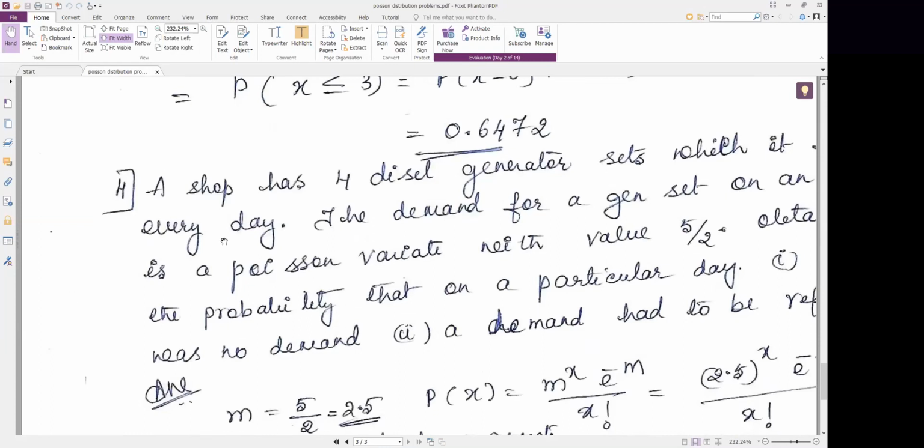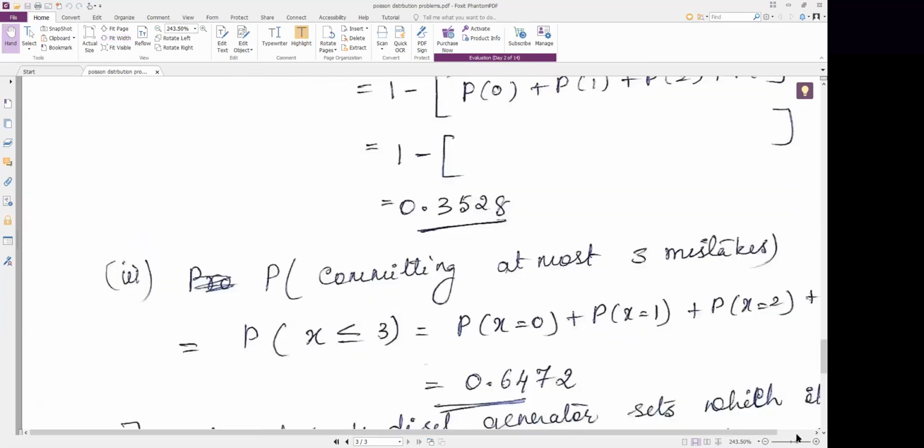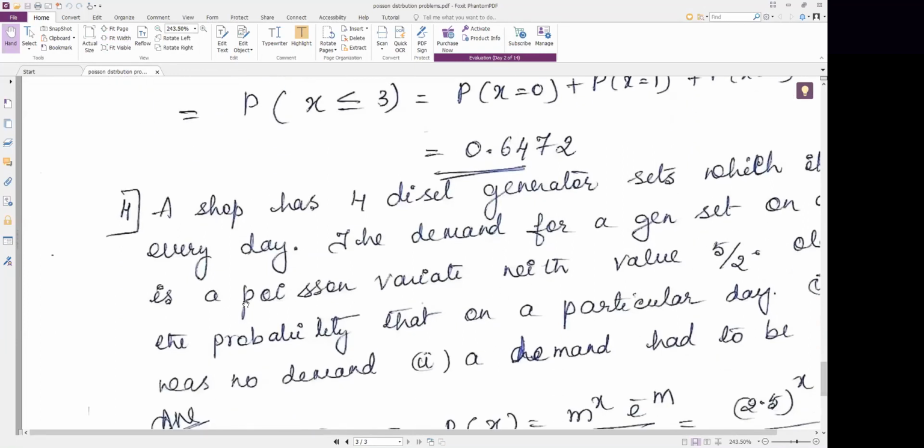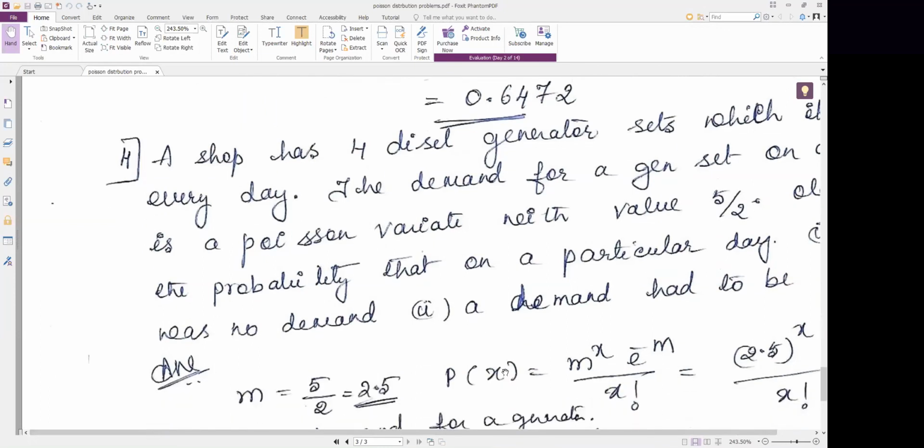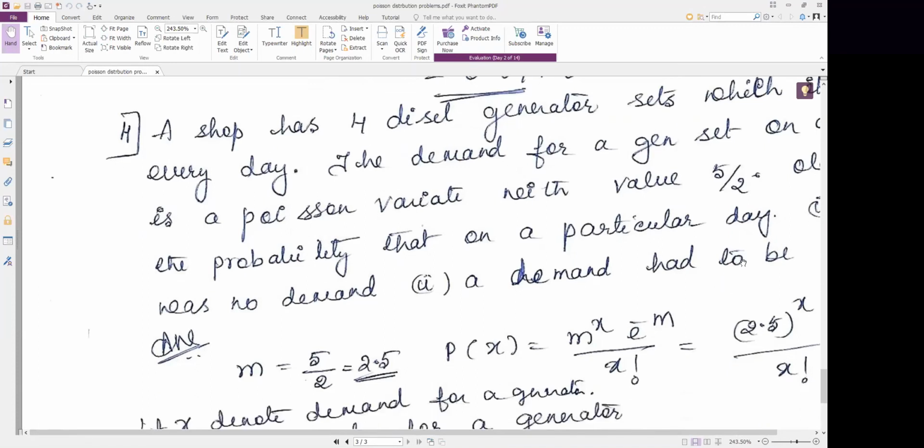Now next, fourth question. A shop has 4 diesel generator sets which it hires every day. The demand for a generator set is a Poisson variate with a value 5 by 2. Obtain the probability that on a particular day there was no demand, and a demand had to be refused. That is not clear there. A demand had to be refused. Okay, continue this.